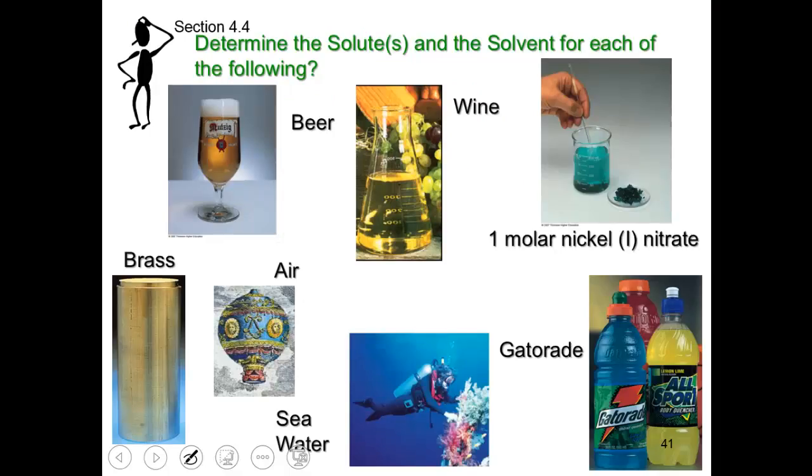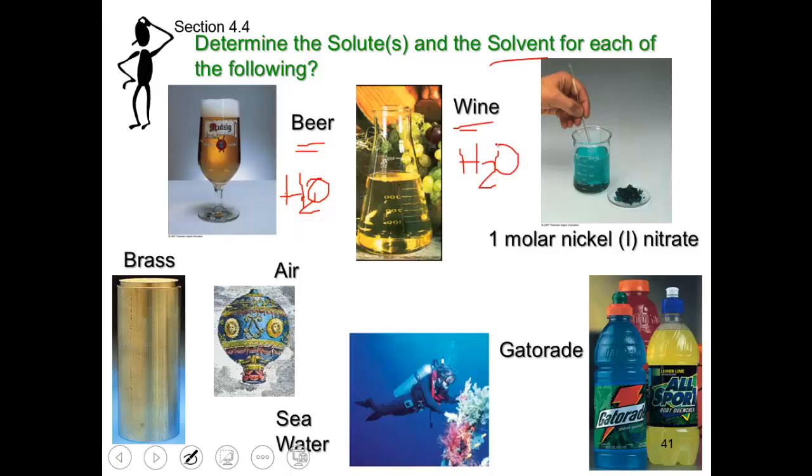Now we have a little thinker buddy here. Determine the solute and the solvent for each of the following. We could start off with beer. If we're looking at the solvent, what do you think is the chemical present in the most amount? If you said water, you're correct. It would be the same for wine also.